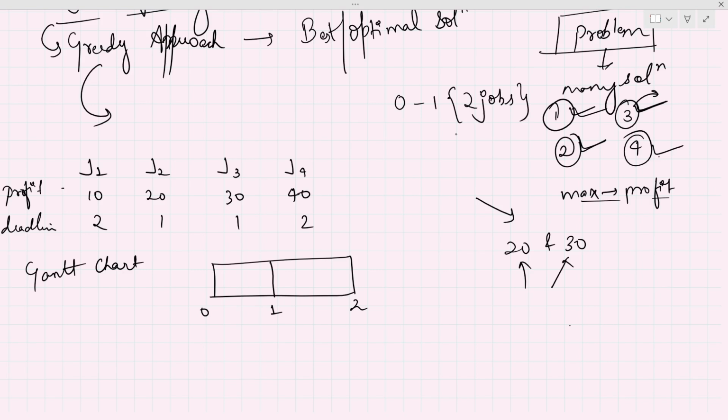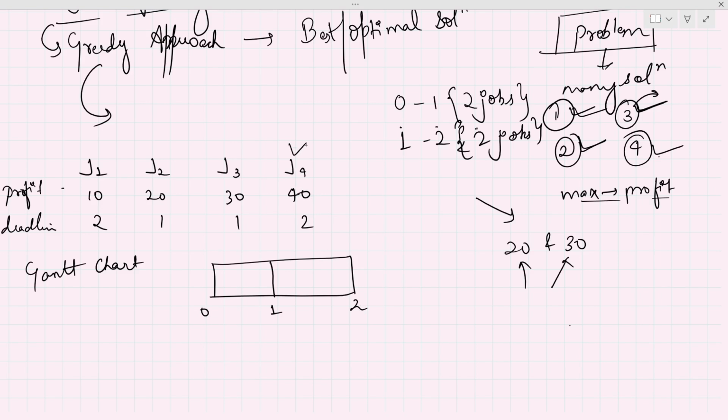In 0 to 1 we have only 2 jobs. From 0 to 2 we have 4 jobs. Sorry, from 1 to 2 we have only 2 jobs. Okay, we have only 2 jobs. What does that mean? Basically, deadline means in time 2 we can solve this particular problem.